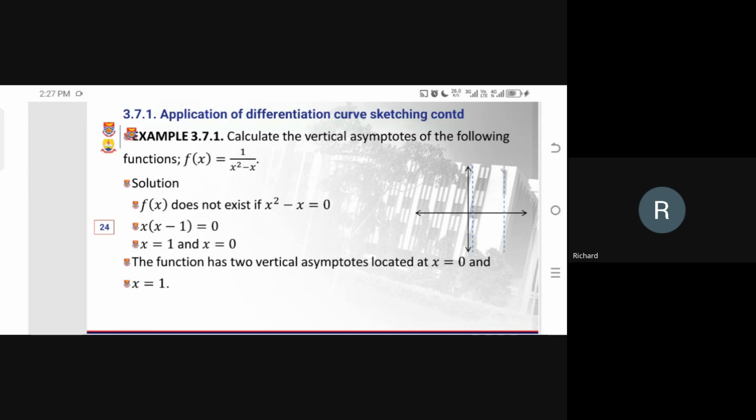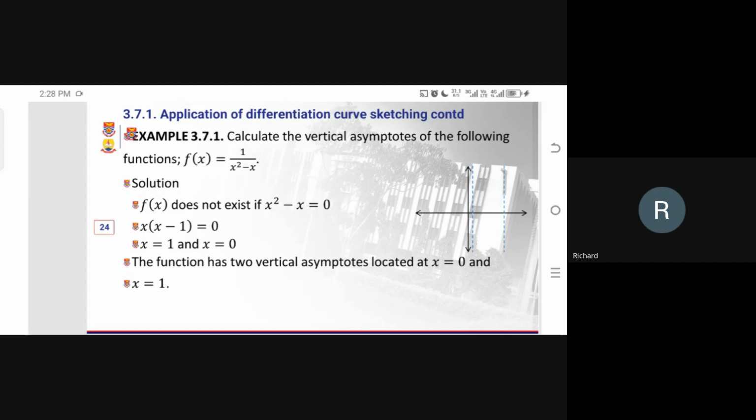So x squared minus x is equal to 0. When you factorize x out, you have x in brackets x minus 1 is equal to 0. So it's either x is equal to 0 or x is equal to 1. So it implies that our vertical asymptotes are x is equal to 0 and x is equal to 1. And it means that at this point on the graph, the function is what? Undefined. So if you look closely on your right-hand side, there is a sketch over there.